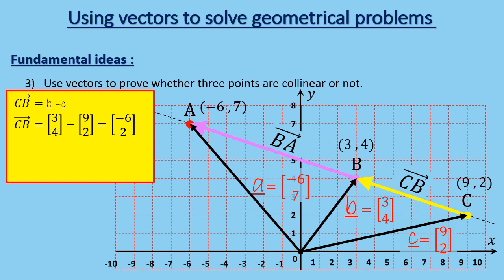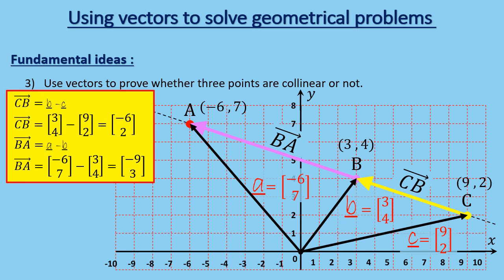And the same, vector BA is equal to the difference of the position vector of point A and the position vector of point B. So, vector BA equals the column vector (-6, 7) minus the column vector (3, 4) to get column vector (-9, 3) as the result.